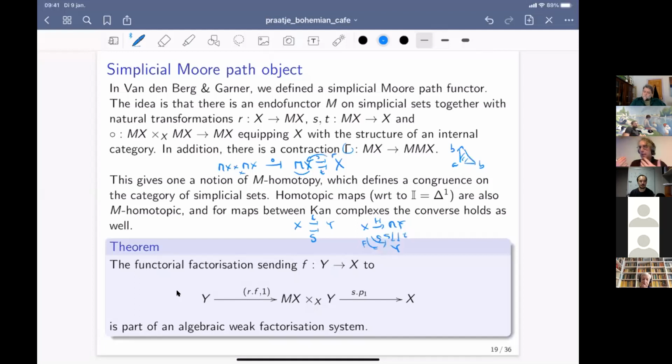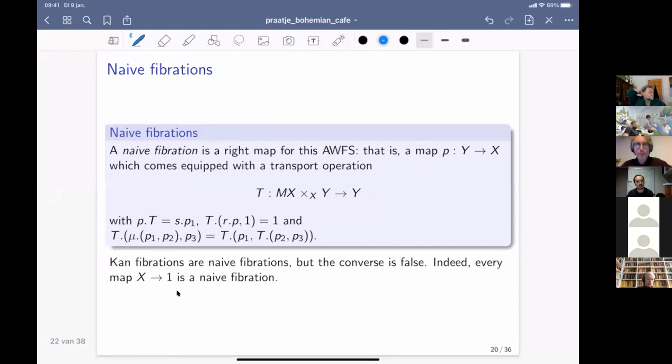And then as soon as you have such a Moore path functor, using the usual path fibration factorization, you can factor maps like this, and you can check that all the structure necessary for an algebraic weak factorization system is actually present. So this gives you the functorial factorization, and then you can check all the other structure that you need is also there. So then you get two classes of maps, the left maps and the right maps with respect to this Moore functor.